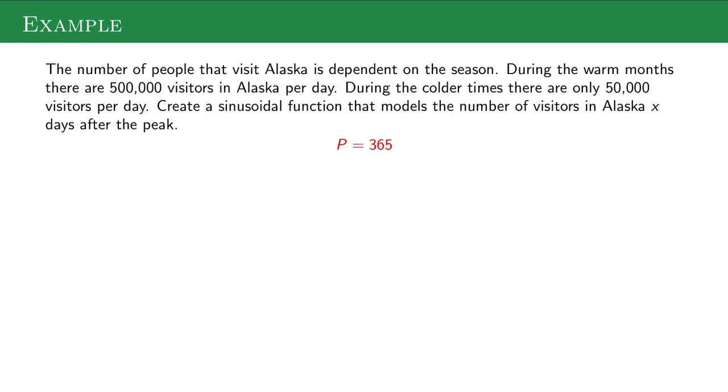So my period, how often is the cycle going to repeat? It's going to repeat every year, and there's 365 days in a year. So my period is 365. That's not what's going to go in my equation, because the b is going to be just 2 pi over that number. So this is going to go in my equation next to x.